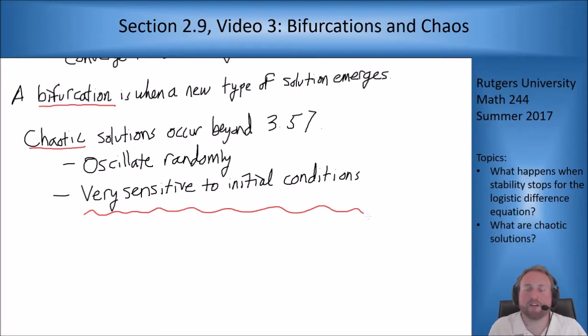Why does that matter? Well, when you try to throw something in a computer to have it solve it for you, it's going to make numerical rounding errors. That's just what computers do. They can't do infinite precision. They're going to round at some point.